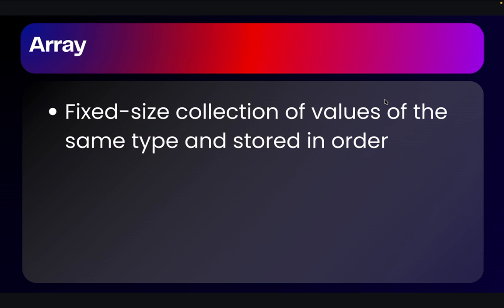So an array is what you would consider a fixed size collection of values that have the same data type and are stored in order. Now the order component is important. The way that the items are entered is the way that they will remain. So order is technically important in this case.